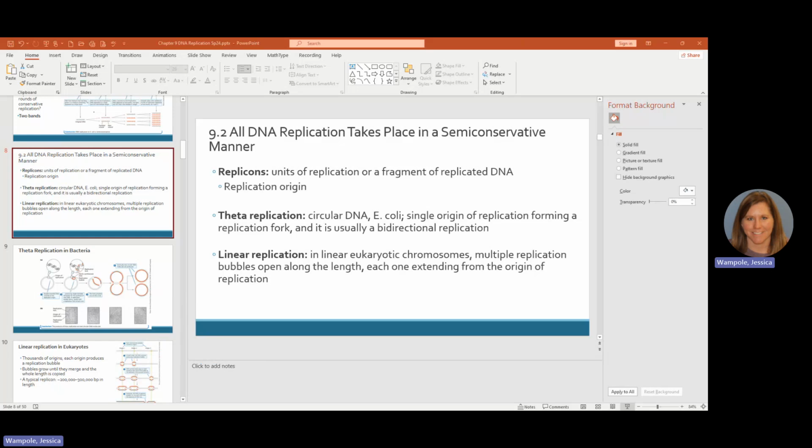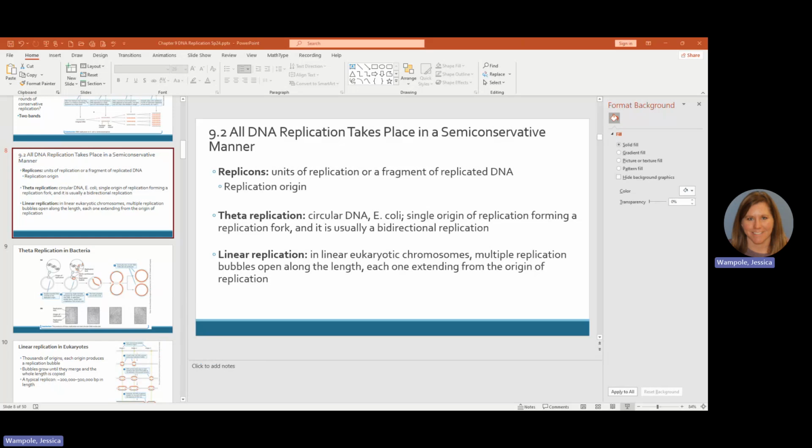These are called promoter regions in transcription, but they're called origins of replication in bacteria and in eukaryotic chromosomes. So what's going to happen at our origin of replication is we're going to get this little bubble that opens up, and it is called a replication bubble.